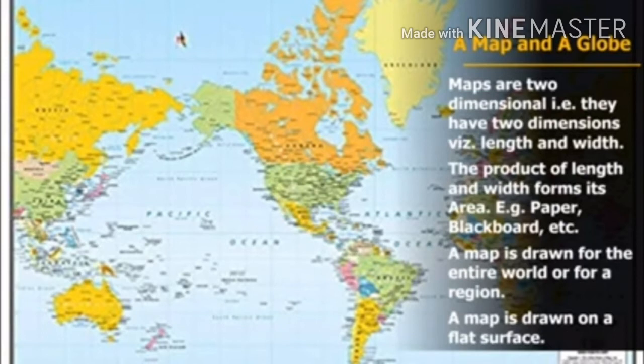Here we come to know the difference between maps and the globe. Maps are two-dimensional, that is they have two dimensions, length and width. The product of length and width forms its area. For example, paper, blackboard, etc. A map is drawn for the entire world or for a region. A map is drawn on a flat surface. So we can say that a map of any type is a two-dimensional surface.